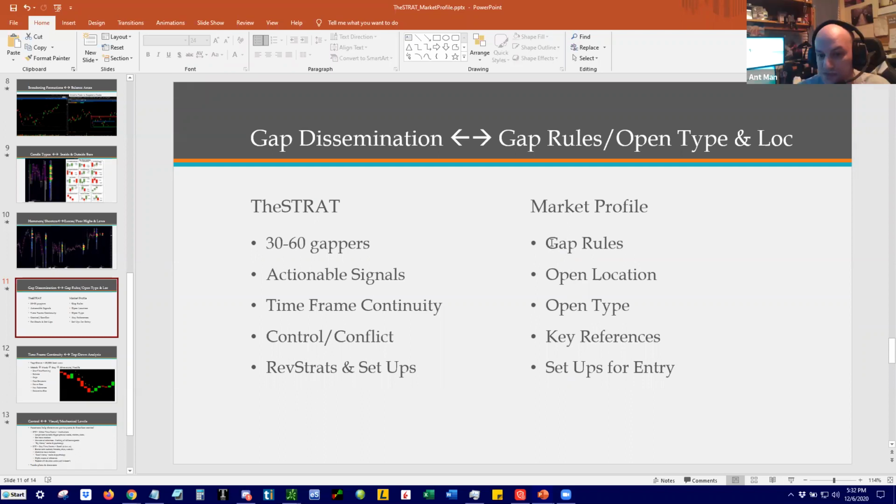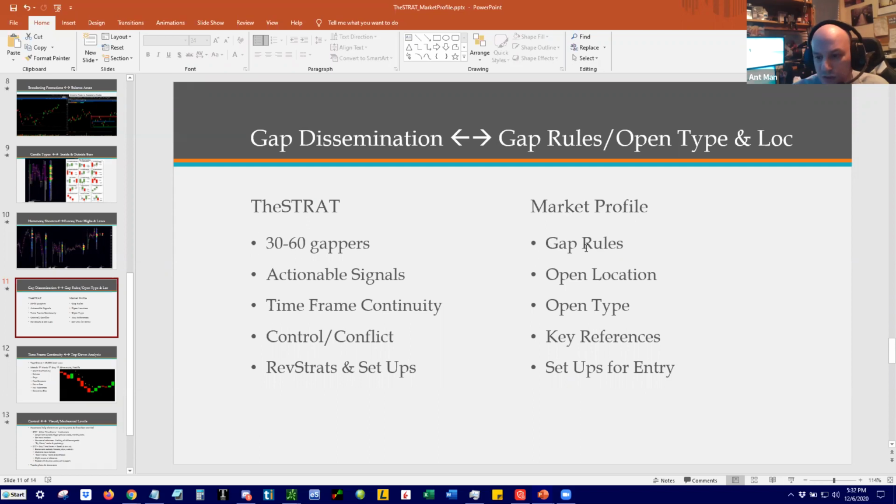Okay, that's helpful. Some of the gap rules, there's a bunch of rules, but one of them is go with all gaps that don't fill relatively quickly. It's a very vague, generic rule, which just takes exposure and screen time and time in the market to really understand how to play it. That's why I don't really like talking about it too much.